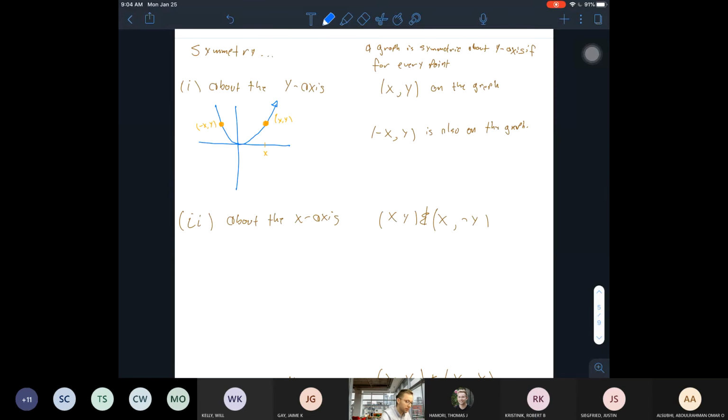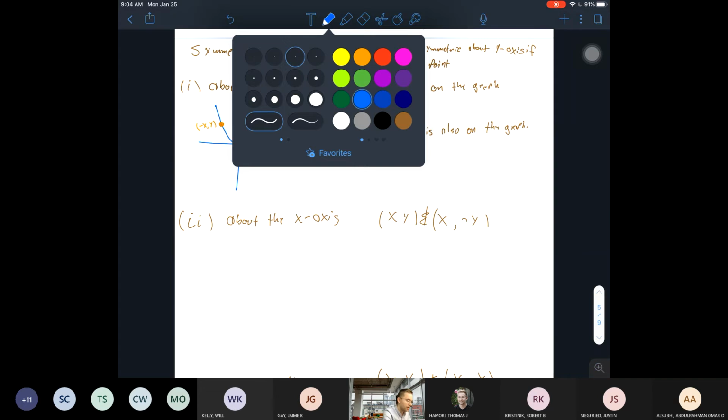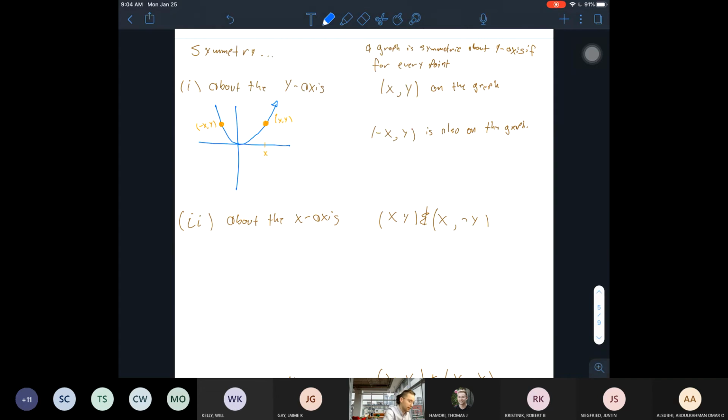Symmetry about the x-axis is similar. It's just that we're going to have things flip across the x-axis. So it's going to look something more like, I don't know, maybe something like this.